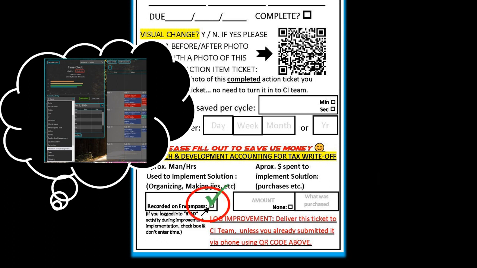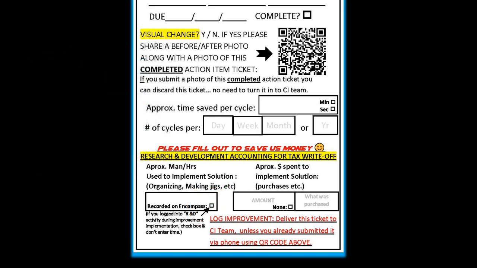In which case, you would simply check this box on the action item ticket, indicating time has already been tracked. But if you forgot to do this, this box is provided so you can still manually enter the approximate time you spent implementing the improvement. Let's say in this example, Bob spent 25 minutes making the jig for this improvement. He would then enter it here. And the clamp cost us $45. He would enter that here.